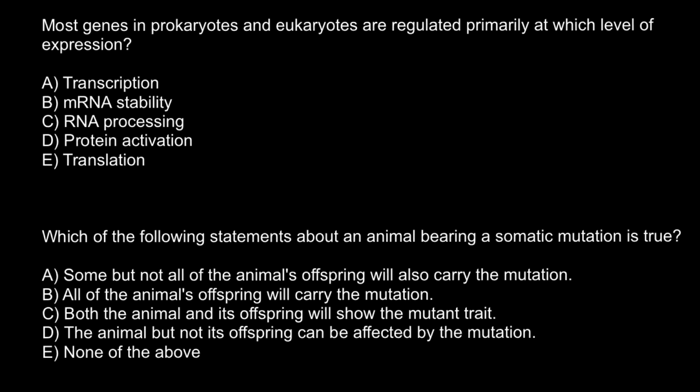And the first question is, most genes in prokaryotes and eukaryotes are regulated primarily at which level of expression? And here are the 5 answers to choose from. Answer A, transcription; B, messenger RNA stability; C, RNA processing; D, protein activation; and E, translation.